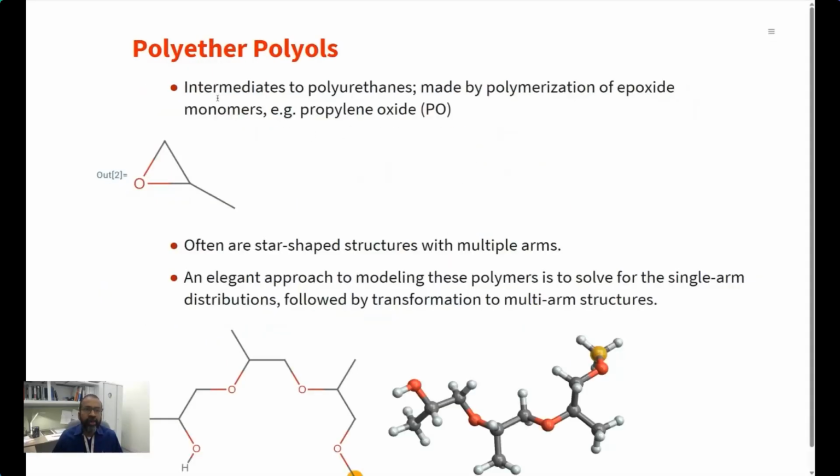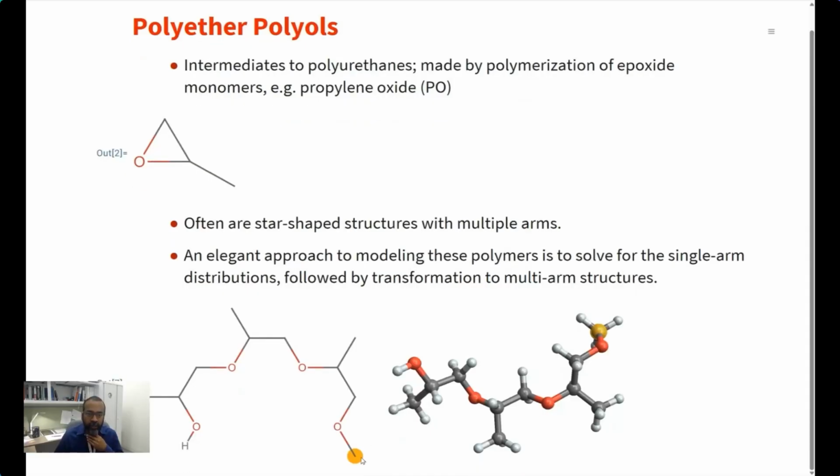Polyether polyols are polymeric intermediates to polyurethanes, and they're made by ring-opening polymerization of epoxide monomers, such as the one shown here, which is propylene oxide. These are often star-shaped structures with multiple arms, and an elegant approach to modeling these polymers is to first solve for the single-arm distribution and transform those results to multi-arm structures. I've shown you 2D and 3D representations of single-arm structures. Here, the highlighted atom in yellow represents the initiating end, and the OH group represents the chain end.